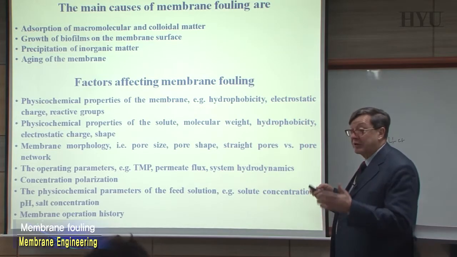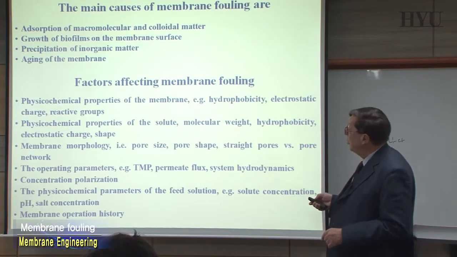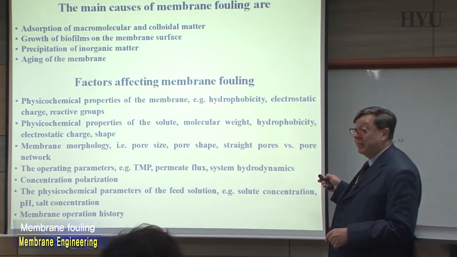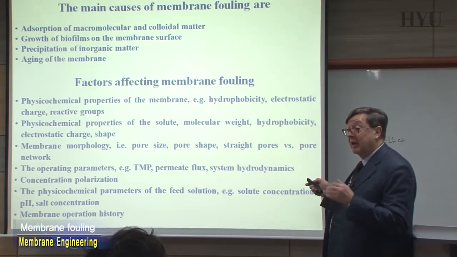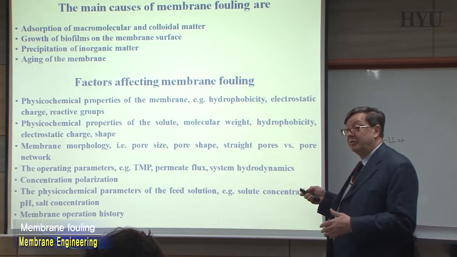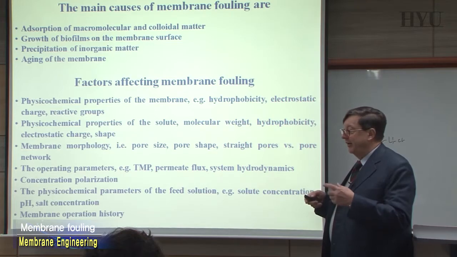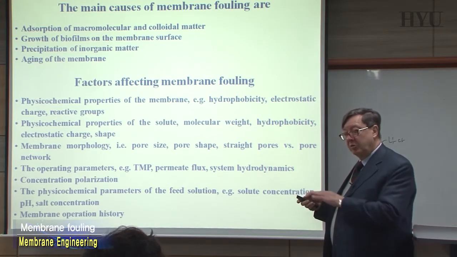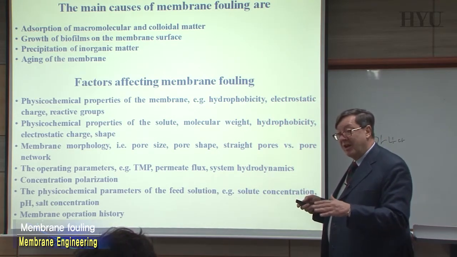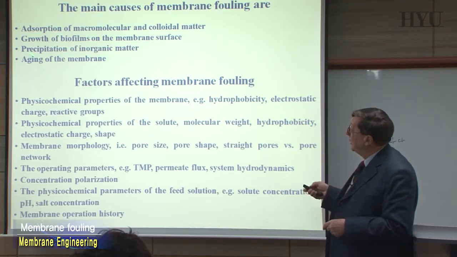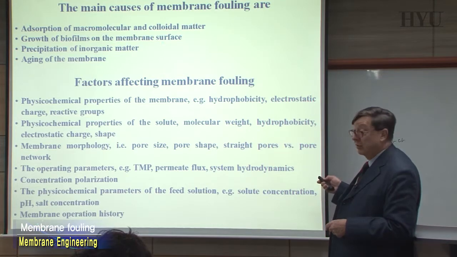We mentioned before adsorption, deposition, etc. A little bit more in detail, you can have the adsorption of macromolecular and colloid matter. Colloid matter are the most troublemakers. So when you have colloid in your solution, alumina, silica, or other species, that is a problem because you can easily form a gel, and this gel can just increase the thickness of your membrane. You can have the growth of biofilms on the membrane surface.